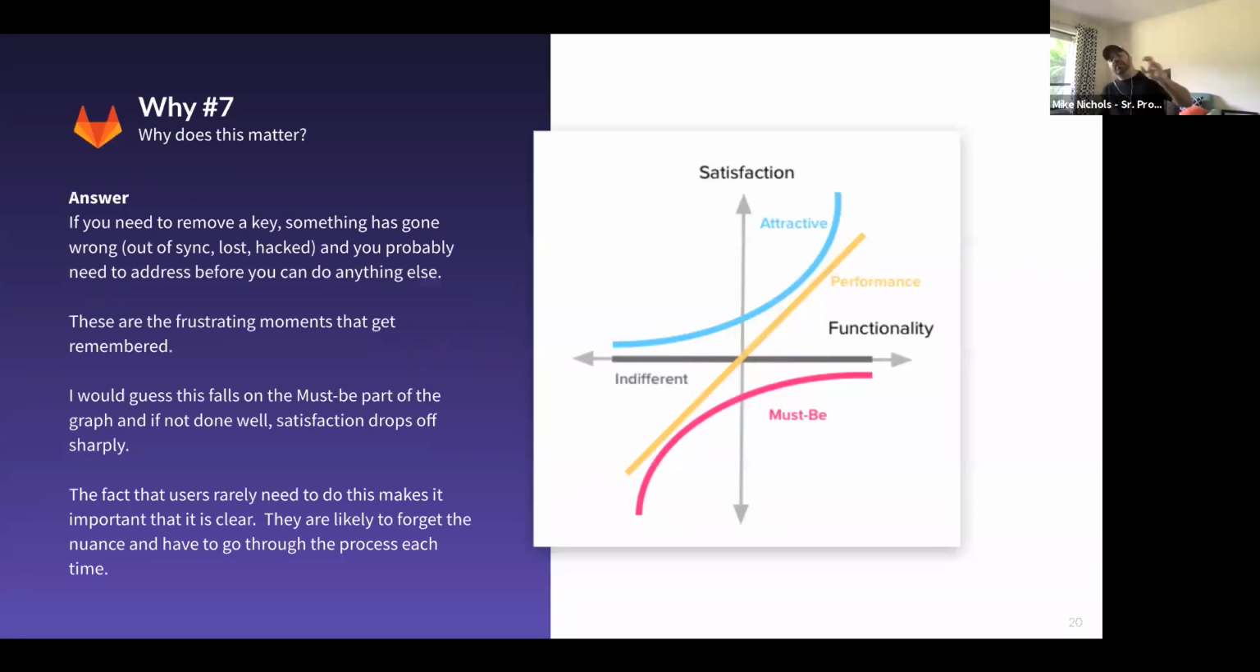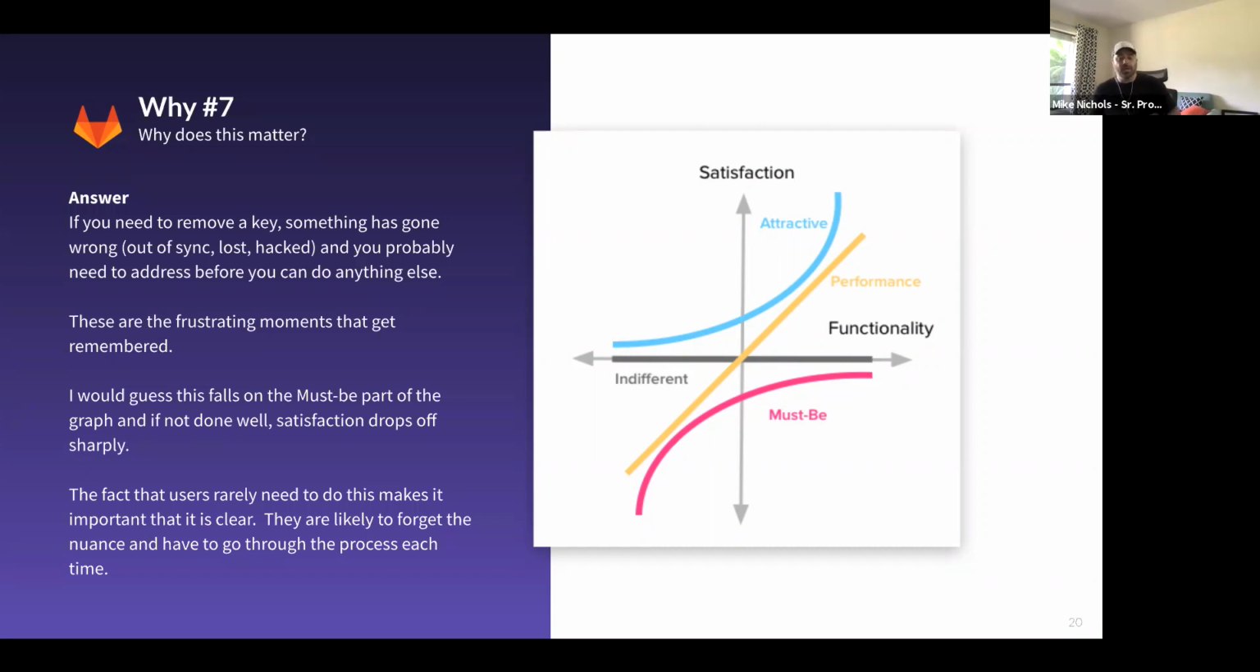The answer lies in why you would want to remove a GPG key in the first place. It's probably a bad day when you need to remove that key. You got hacked or you've lost it, your computer's out of sync, you're not having a good day the day that you need to replace this. It is possible that you might just want to refresh them, but generally it's a bad day. So this is probably a pretty frustrating moment, and these are the kind of things that get remembered. If you force someone to go through this ridiculous roundabout, that's the kind of moment they're going to remember.